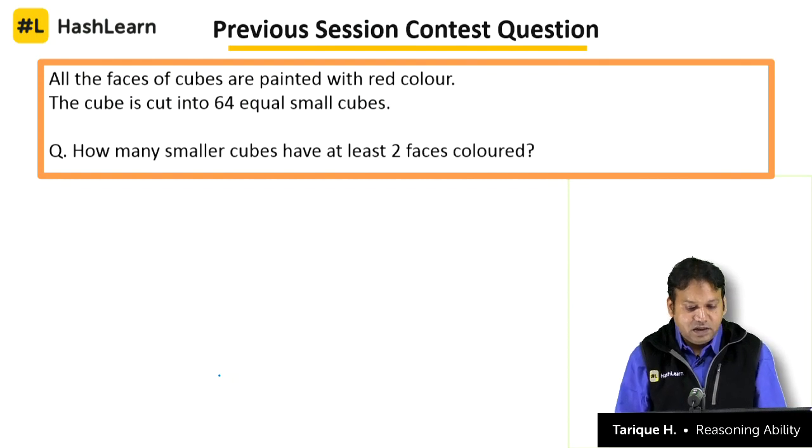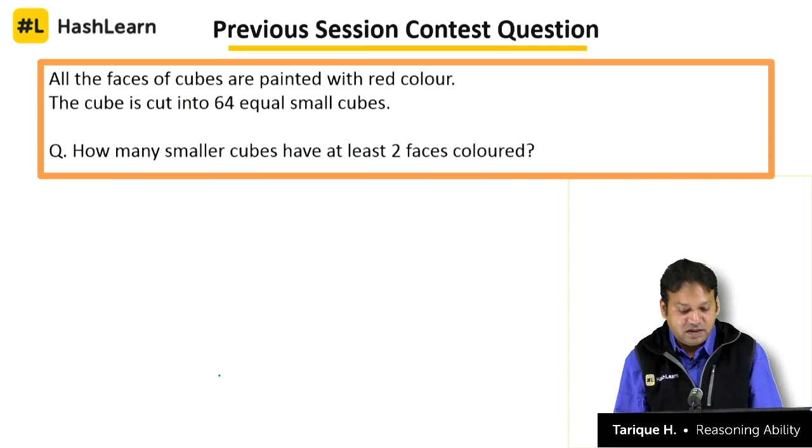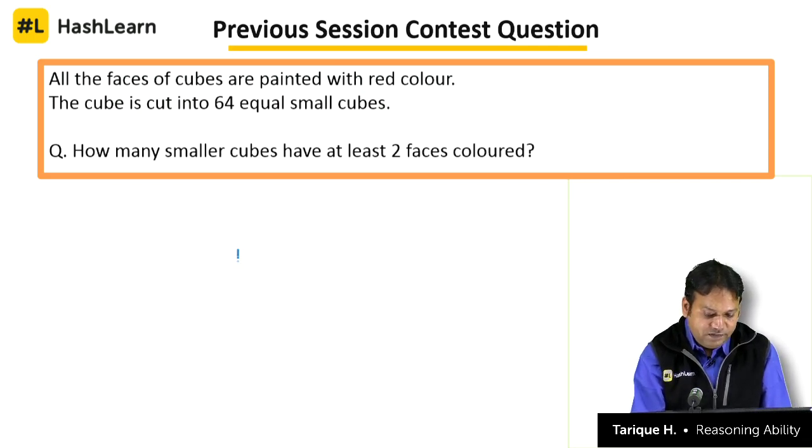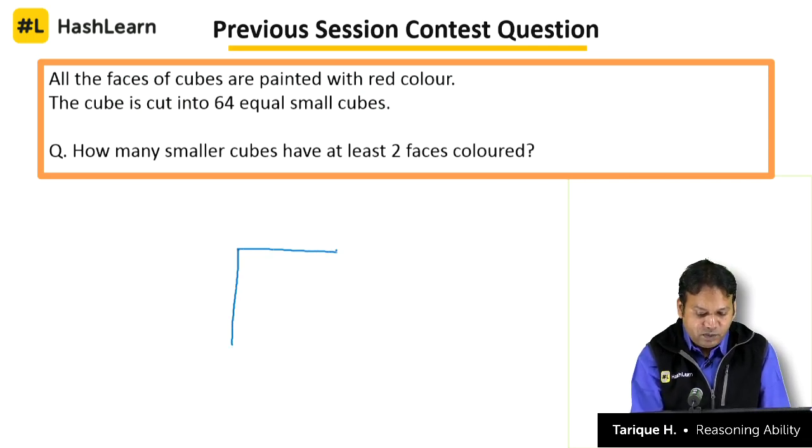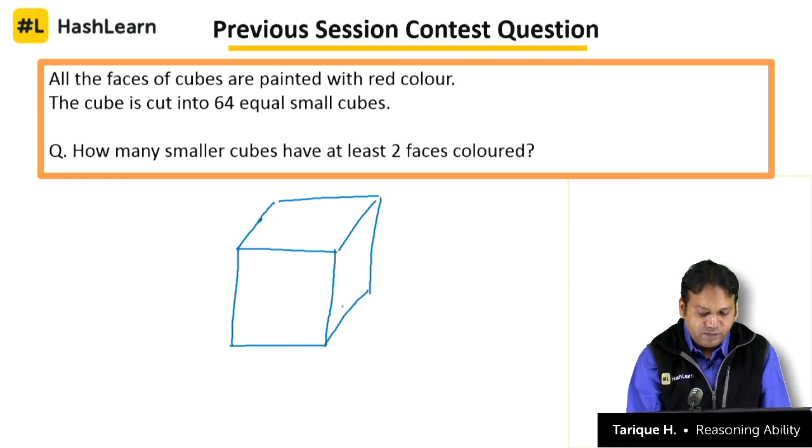And you see, this is more like, as I told you, a visual reasoning kind of question. All the faces of the cube are painted with red color. The cube is cut into 64 small cubes, and how many cubes have at least 2 faces colored? So first, let me make a diagram for you to understand what is exactly happening. We have a large cube, and we are going to cut this cube into smaller cubes, right?